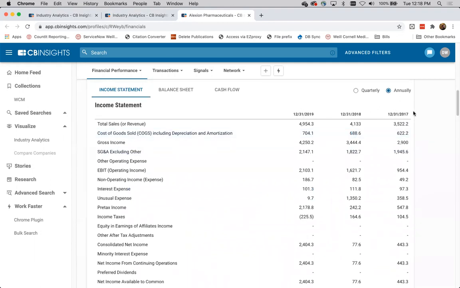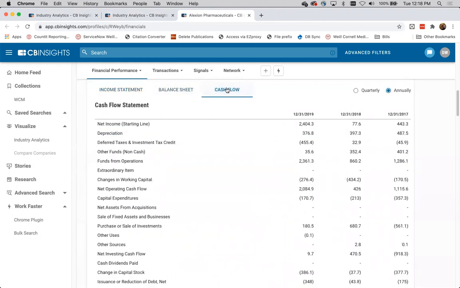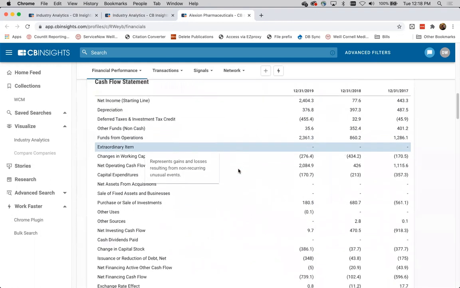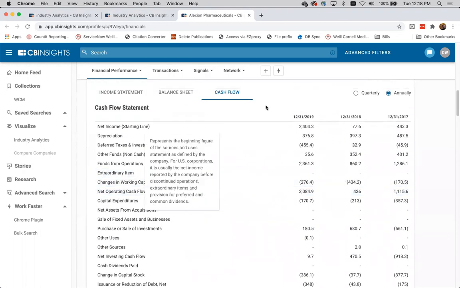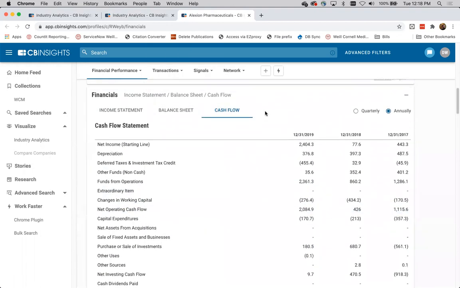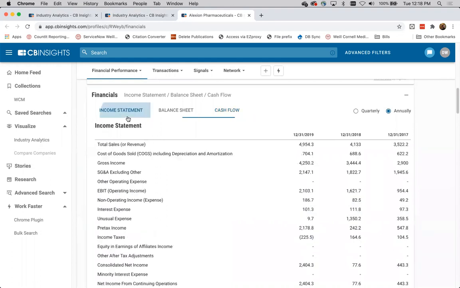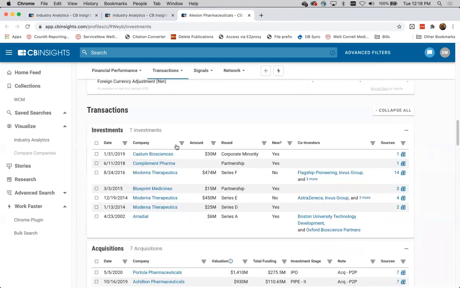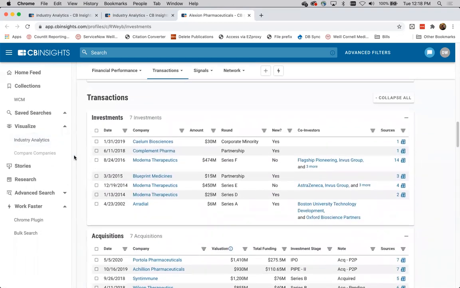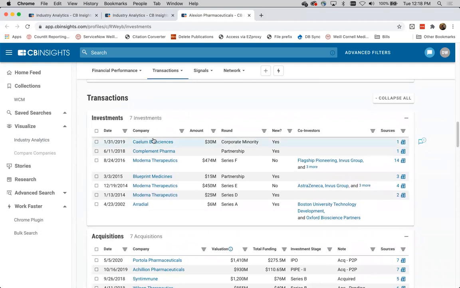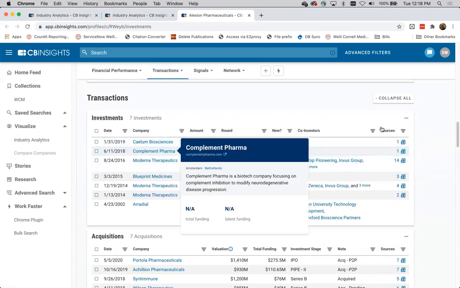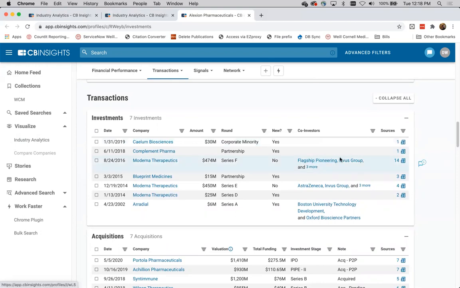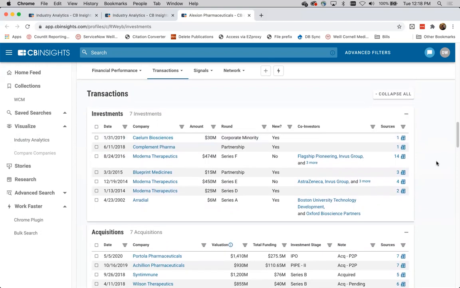You can break it down by previous years or quarterly. Balance sheet and cash flow for things if you're interested in that. And it's also nice to serve as a sort of benchmark if you're wondering what these values should look like for a company like this or a company that you are trying to aspire to. It lists the transactions. So these are all of the investments and acquisitions. So it tells you who is making the investment in the company. It gives you the amounts and if there's other companies involved.